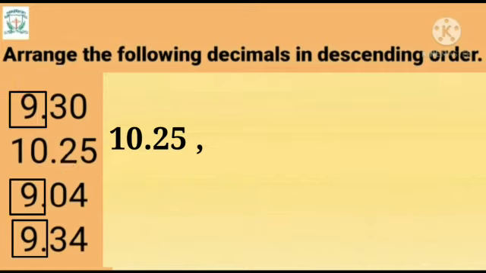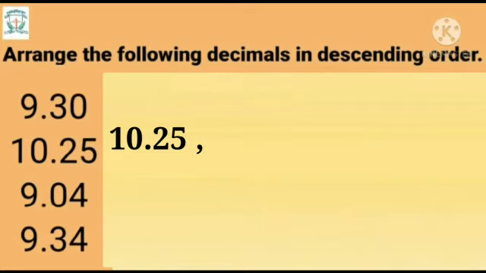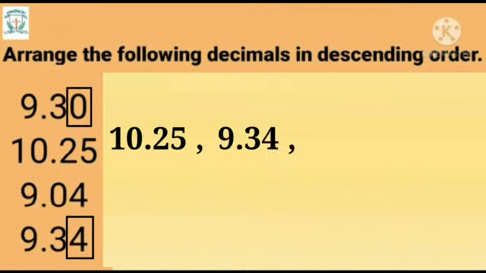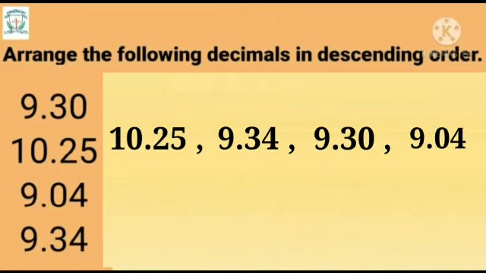Then compare the remaining decimal numbers. 9 is same in whole part. Now compare tenths place. Again 3 is same. See hundredths place. So 9.34 occupies second place. Then 9.30 occupies third place. Therefore, in descending order, 10.25, 9.34, 9.30 and 9.04.